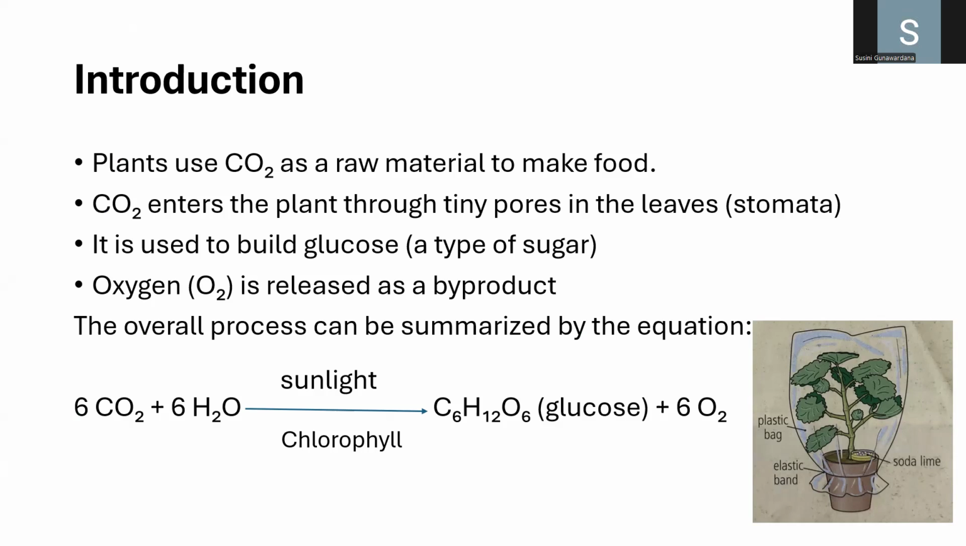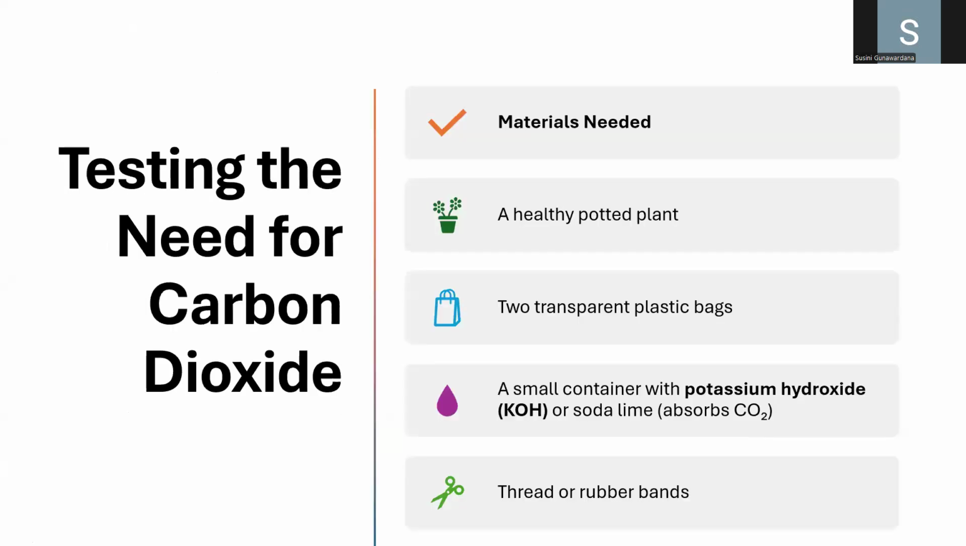The overall process is summarized as shown in this equation. 6 carbon dioxide, 6 H2O. When there is sunlight and chlorophyll, it will produce glucose, C6H12O6, and 6 oxygen molecules. We'll move to the experiment.